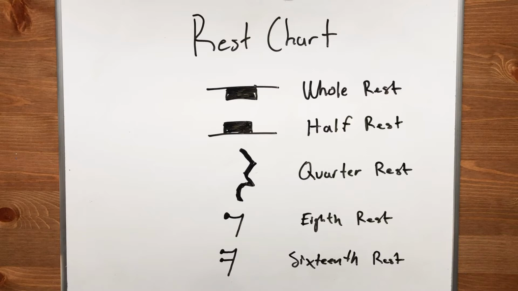And then finally, we have the 8th rest and the 16th rest. Now, the 8th rest and the 16th rest look almost identical to each other. The 8th rest kind of looks like a little 7 with a dot at the end of it. And when we add an extra little flag sticking out, that gives us our 16th rest. And similarly to our notes, the 8th note has a little flag sticking out of it, and the 16th note has 2 flags sticking out of it. So whenever you see a rest, you do not play for the amount of time that's indicated by that rest. And you're going to see this all the time, so you really need to have that down.